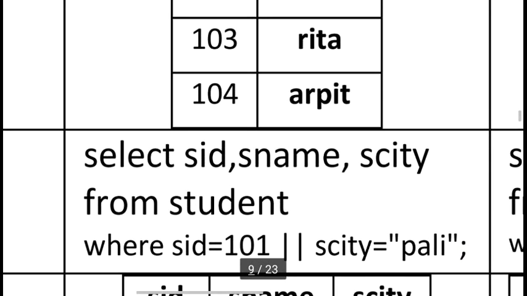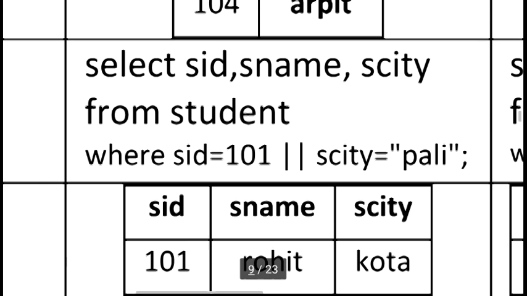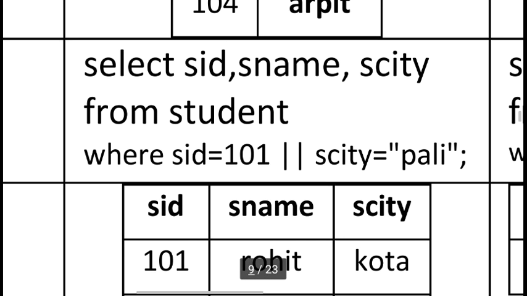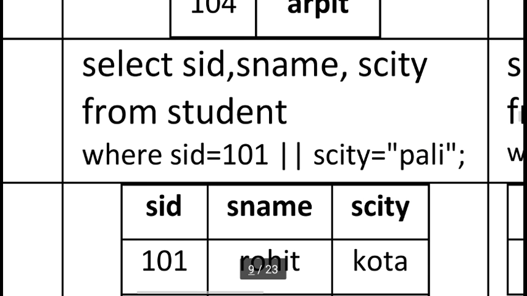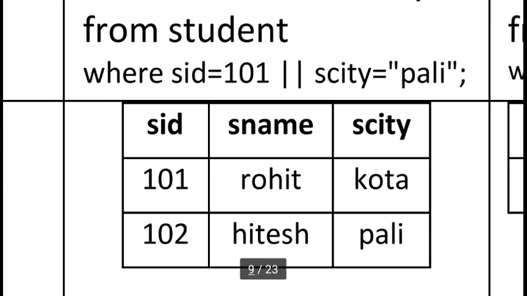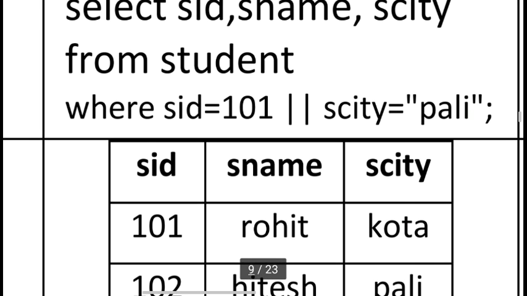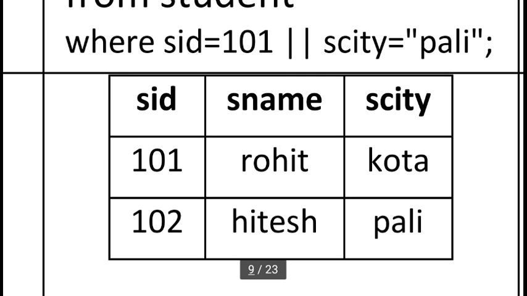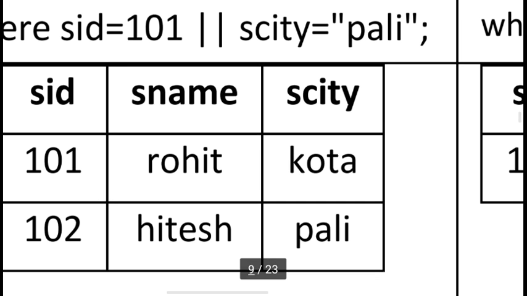Okay, suppose I want to see SID, SNAME and SCT from the student table, but the condition is that the SID may be 101 or SCT is Pali. So you can see only 101's row and SCT Pali. Only these two conditions will match in this table, and only these particular rows will come. So you can see in 101 Rohit Kota, 101 is matching, but in the second row 102 Hitesh is not matching, but SCT Pali is matching.